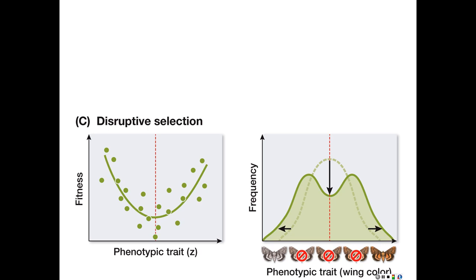And then in disruptive selection, the extremes sort of become more common, and the intermediate variation, or the intermediate phenotype, is selected against. So either extreme phenotype is selected for, and intermediate is selected against.